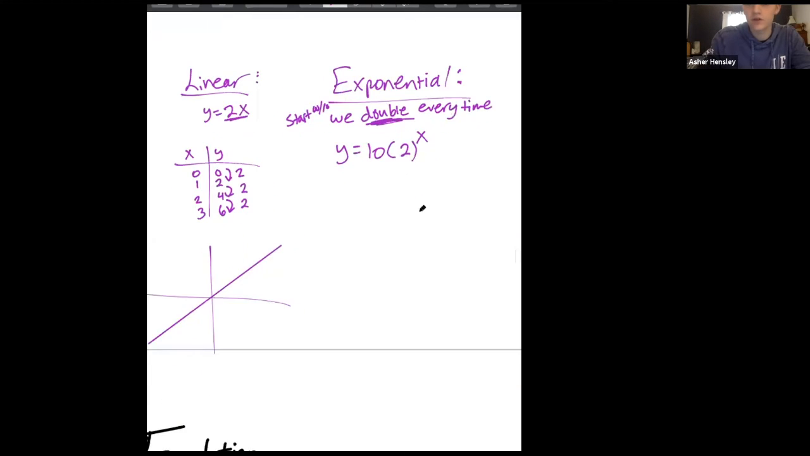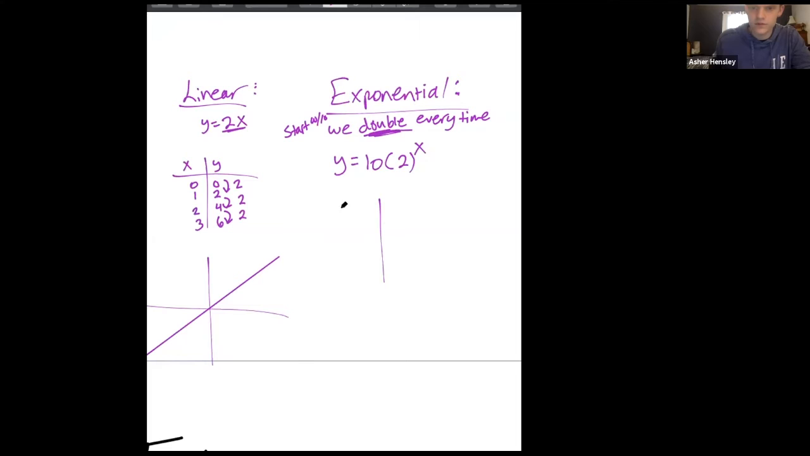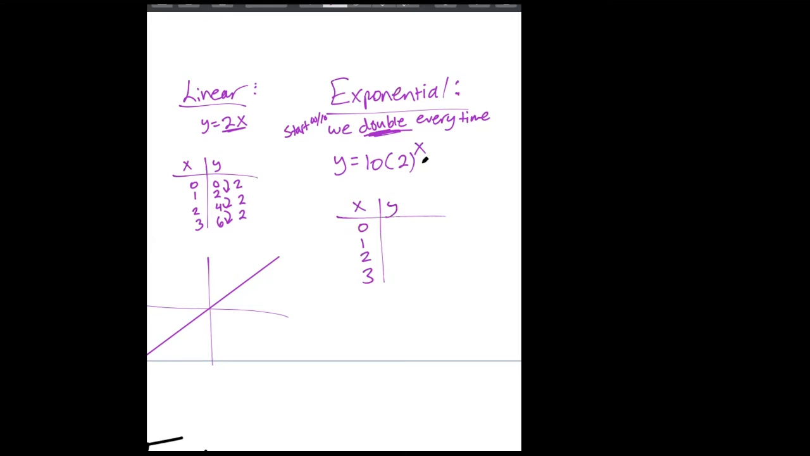So now let's go through our value table. Let's say we have an x and a y: 0, 1, 2, 3. We'll do the same thing. So 2 to the 0 power is what, y'all? Just unmute for this one. What's 2 to the 0 power? 1. Nice. So that's 1 times 10, which is 10, because no time has passed. So we still have our initial. After that, 2 to the 1 is 2. 2 times 10 is 20.